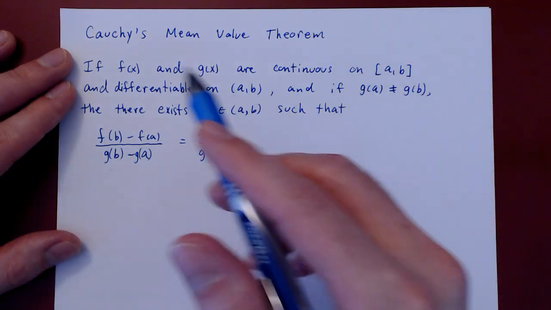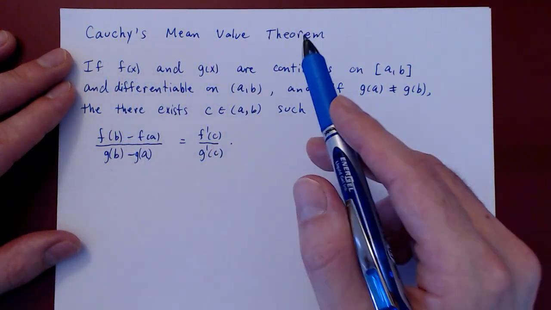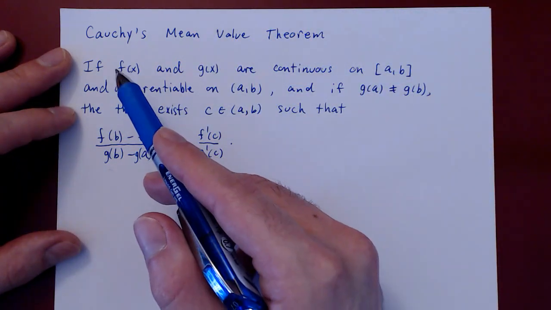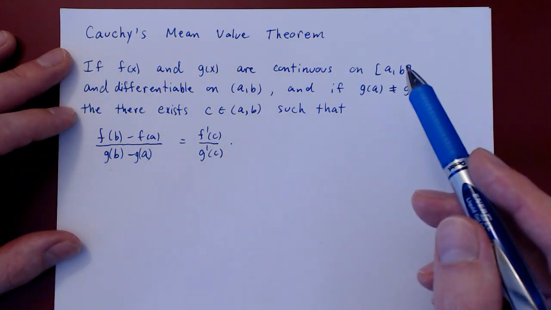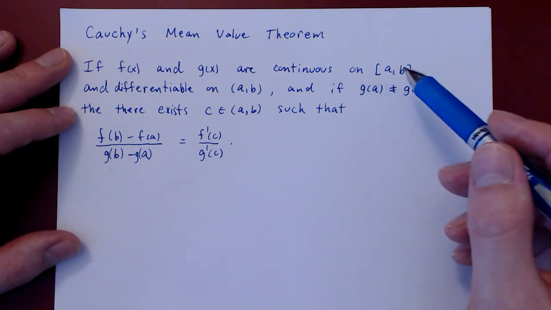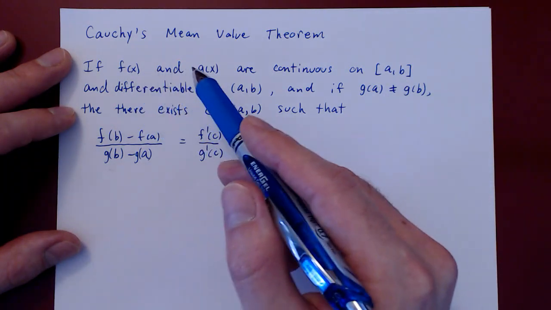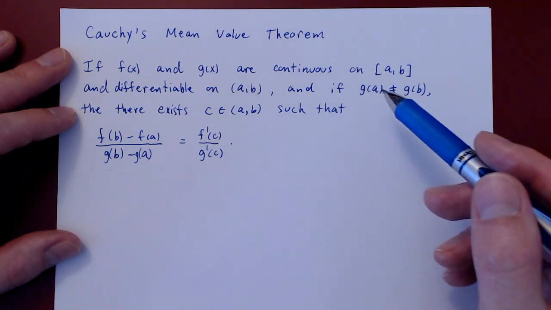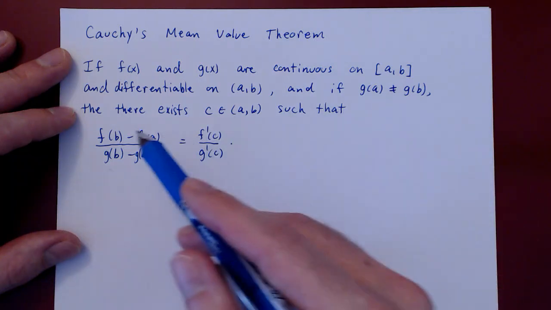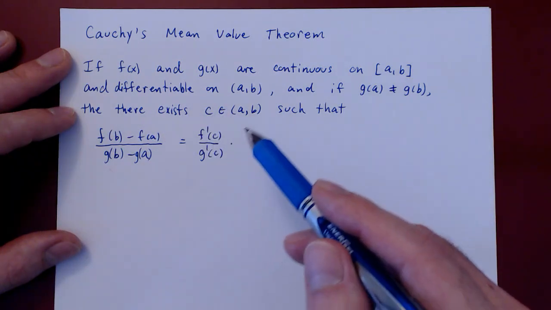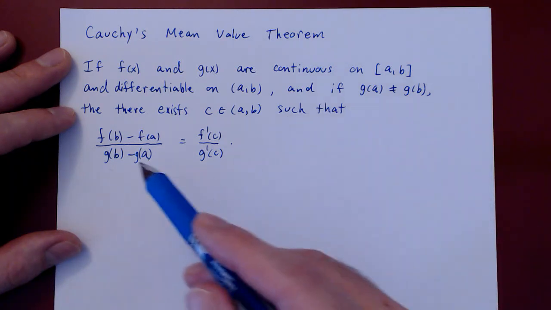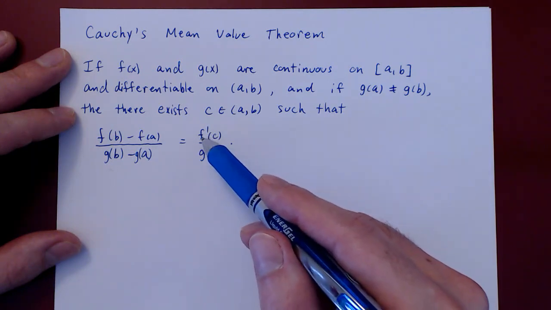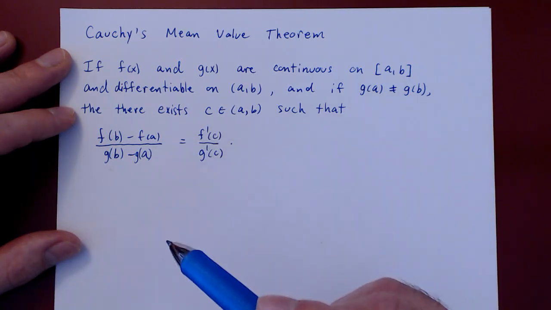Okay, so in this video, we want to present Cauchy's mean value theorem in a very intuitive and geometric way. So here's the statement. If f of x and g of x are functions that are continuous on the closed interval from a to b, where a and b are real numbers, and both f and g are differentiable on the open interval from a to b, and if g of a is not equal to g of b, then there must exist at least one real number c between a and b such that f of b minus f of a over g of b minus g of a equals f prime at c over g prime at c.